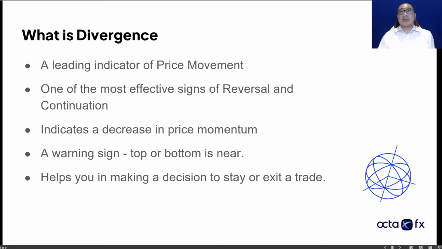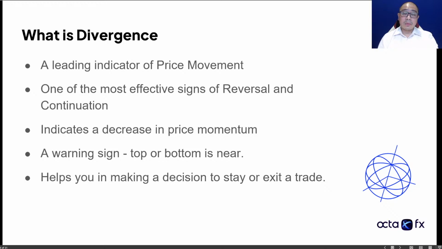Okay, so what is a divergence? It is a leading indicator of price movement. It's one of the most effective signs of reversal and continuation. If you are experienced with it, you have used it enough to figure out which one you should take. There obviously are other criteria to determine signs of reversal and continuation, but part of it is going to be divergence. It basically just indicates a decrease in price momentum. It's a warning sign that the top or bottom is near.